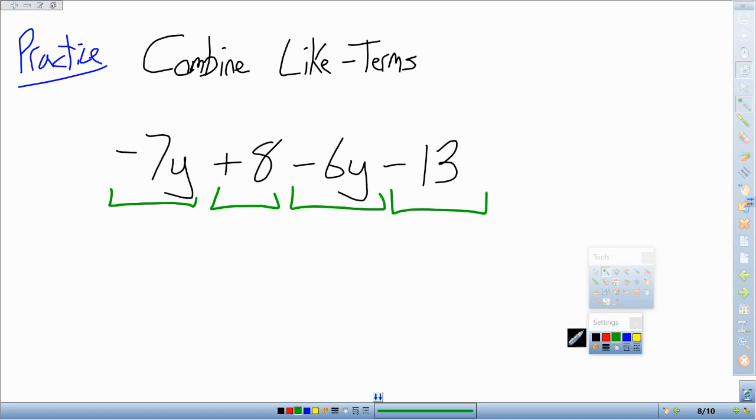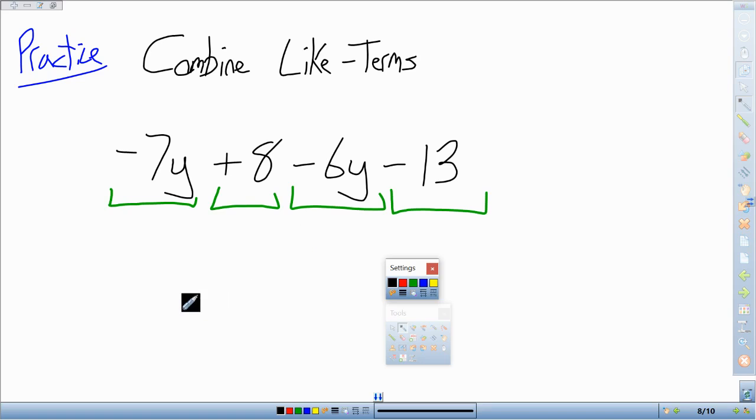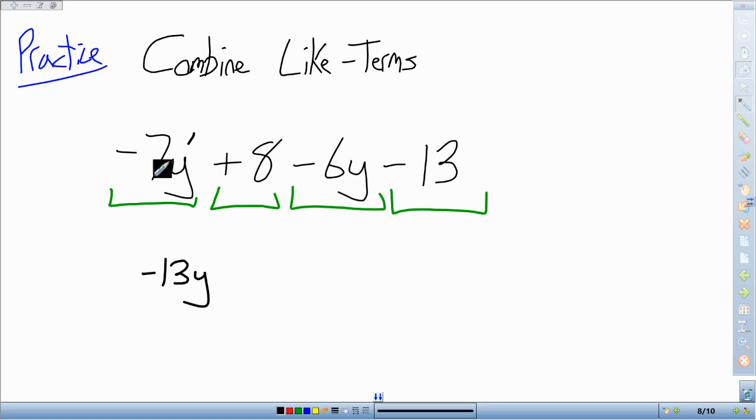It doesn't really matter what you start with. Normally I start with the variables and then make my way down to these numbers that are by themselves, which by the way would be called constants. So let's see, negative 7y and negative 6y. I know when I'm adding and subtracting, if they have the same symbol, I get a bigger number of that sign. So a negative 7 and a negative 6 combine to give me a negative 13y. Cross them out.